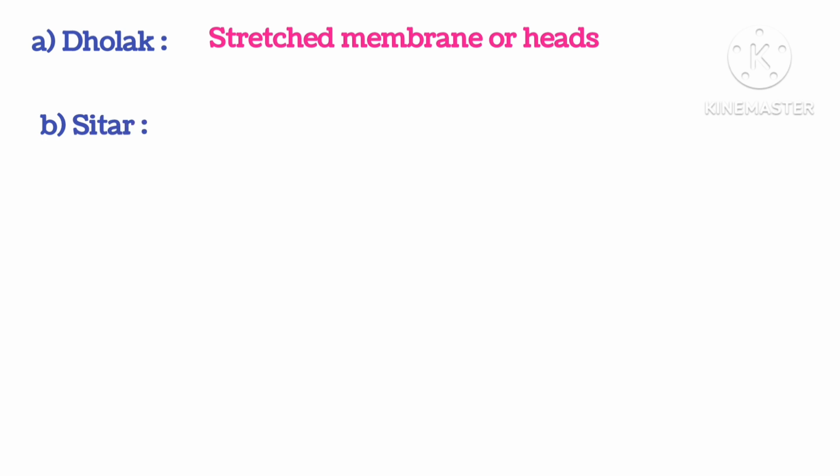Seventh, identify the part which vibrates to produce the sound in the following instruments. First is dholak. The part is stretched membrane or head. Second is sitar, strings. Third is flute, air column.